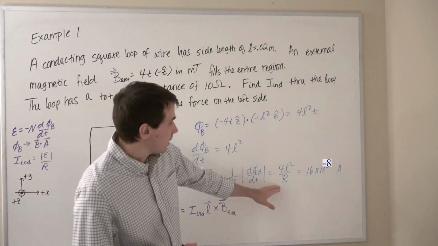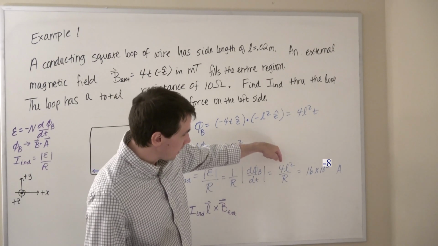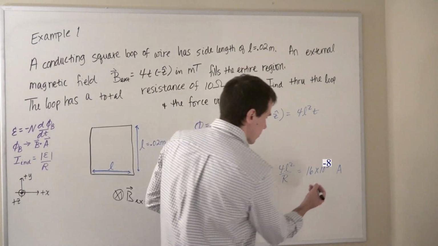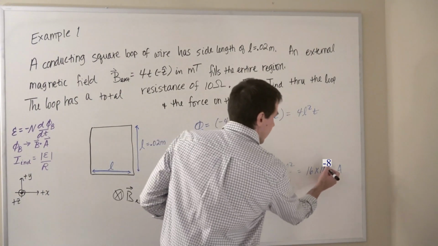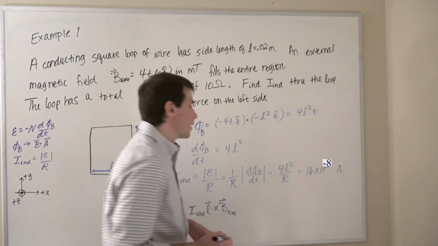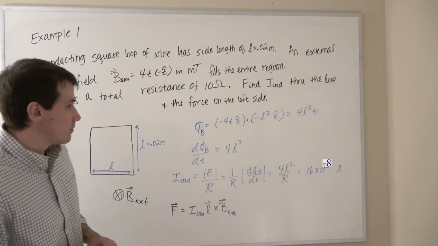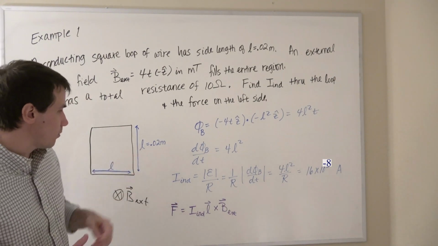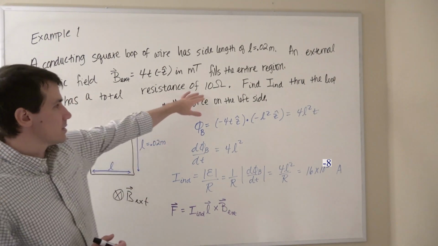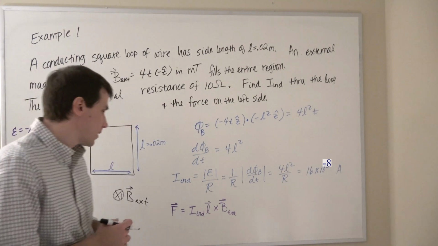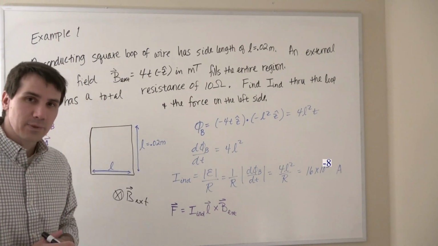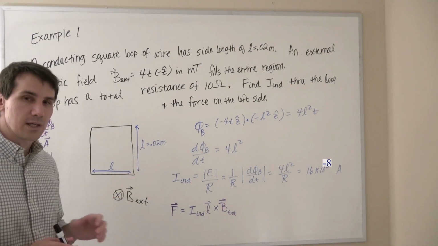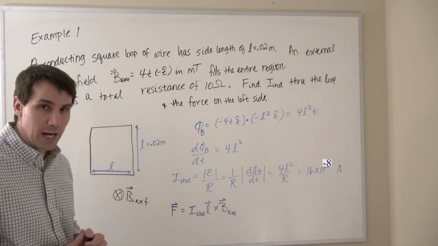Okay, finally we plug in values for L and R, and we get our current as 16 times 10 to the negative 5th amps. So there should be a minus sign there. And that comes from simply plugging in values explicitly for L as 0.2 meters and the resistance as 10 ohms. Now, the next thing that we need to do, now that we know the induced current magnitude, is use Lenz's law to find the direction.